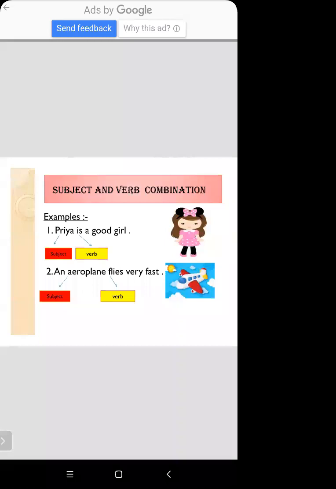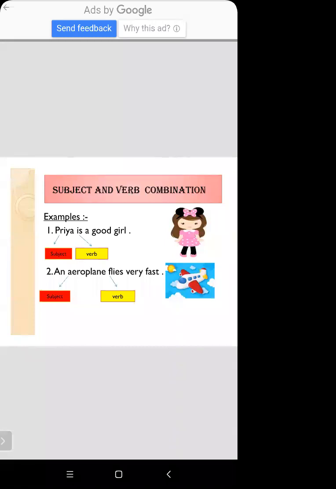हम जब जिसके बारे में बात करते हैं, वो सब्जेक्ट लाता है. Second thing, a subject is a part of a sentence that contains the person or thing performing the action in a sentence. वो क्या कर रहे हैं, कि एक्शन को परफॉर्म कर रहे हैं. अब इसमें एक्शन क्या हो रहा है? वर्ब क्या है बेटा? Aeroplane flies very fast. Fly is here, student. Fly is here as a verb.